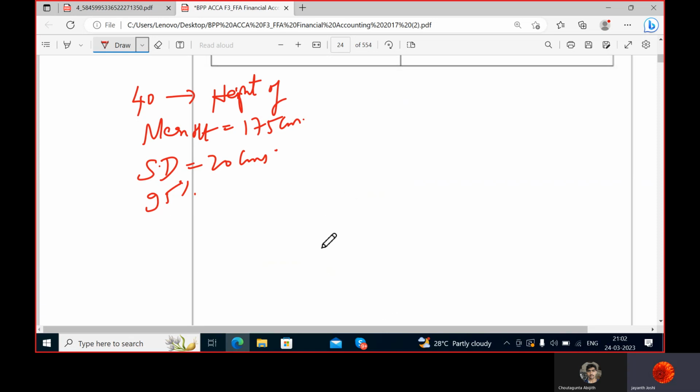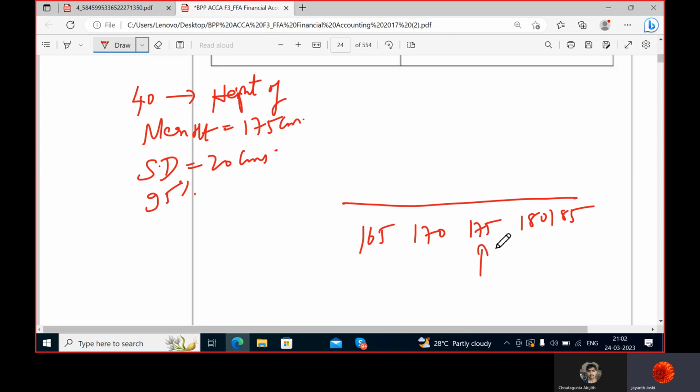So I'm drawing the diagram also in front of you. 165, 170, 175, 180, 185. So here is our mean and standard deviation of 20 centimeters, I told you. So my range would be between 168.8, how am I getting this one? I'll prove this one for you right now. And here 181.2. So 175 plus or minus 6.2. Now the question is, from where did you get this 6.2?